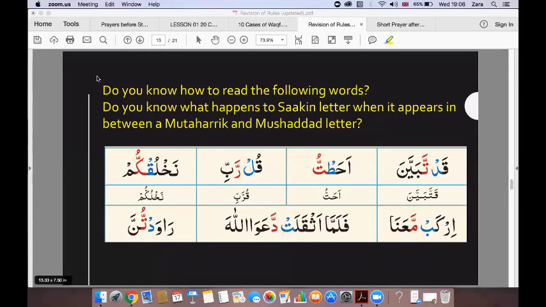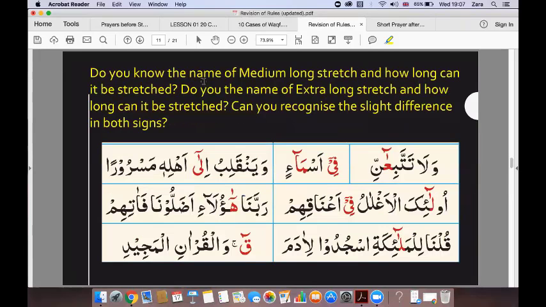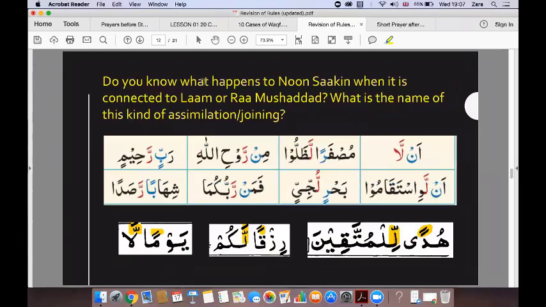For now, we're going to jump straight back into the quiz that we were doing between Atfal and Nasirat. Just a very quick recap. On Friday's lesson, we looked at Mad Saghir and Mad Kabir. And in the following lesson, lesson number 12, we were looking at what would happen with Noon Sakin or Tanween when it's connected to a Lam or Ra Mushaddad.